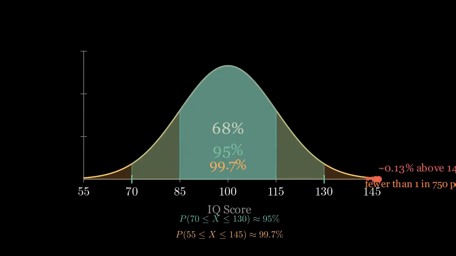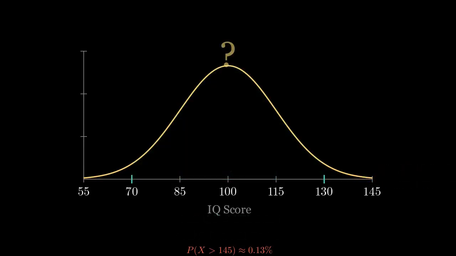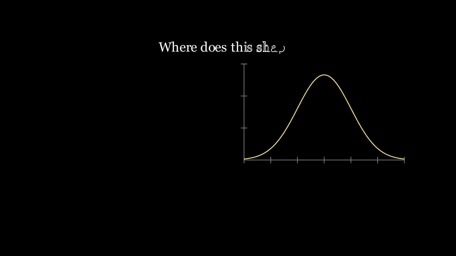Focus on just the upper tail. A score above 145 is 3 standard deviations above the mean. Only about 0.13% of people reach that threshold, fewer than 1 in 750. That tiny glowing sliver at the far right is the entire genius-level population. So the numbers on an IQ scale are not arbitrary. They directly encode your position within this mathematical shape.